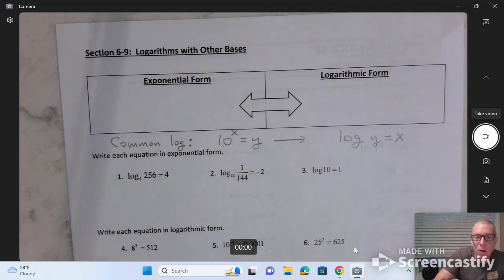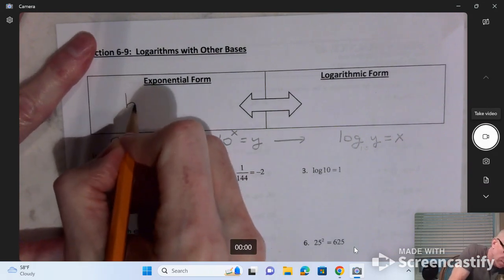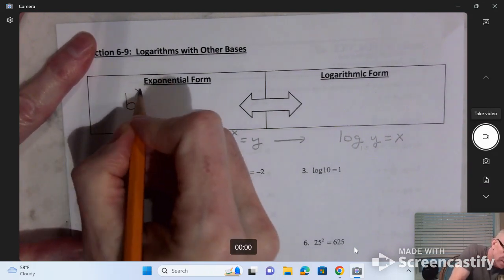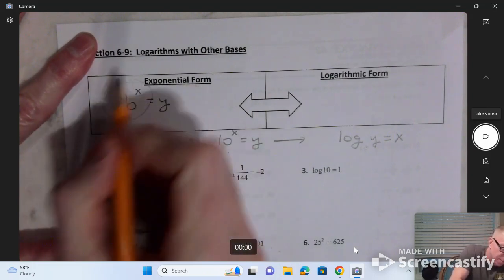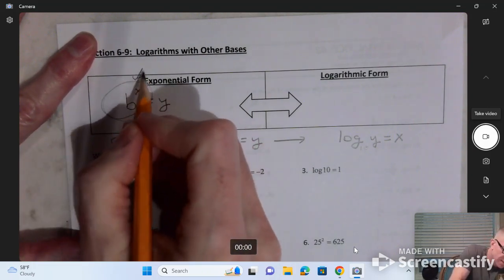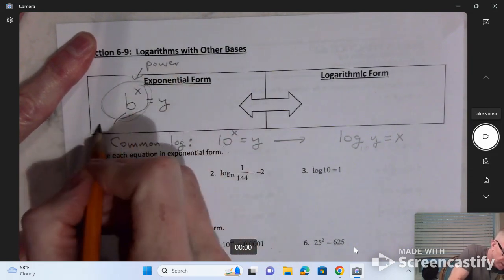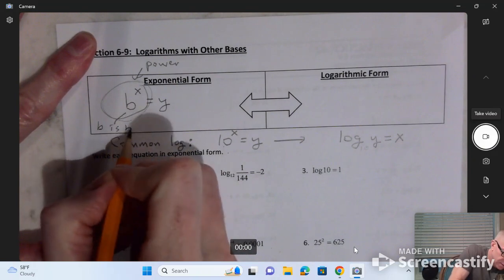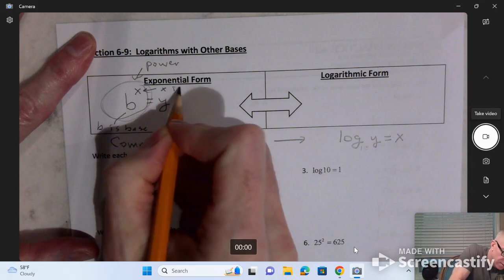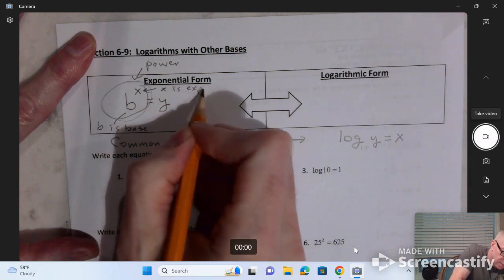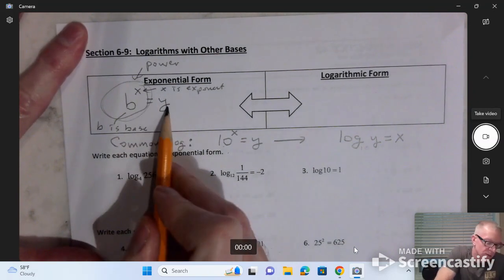Okay. Now to write logs with other bases, so if you have anything in exponential form, I'm going to write my power b to the x equal to y. Okay, this entire thing is a power. Just a reminder, this entire thing is the power. The b is the base. And the x is the exponent. Okay, so b to the x equals y.